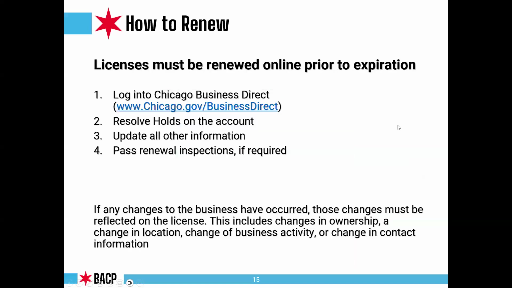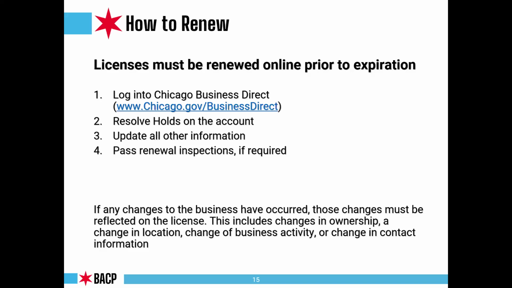Along those lines, let's now talk a little bit about renewals. A good chunk of the visits that the Small Business Center receives are related to renewals. While renewals are handled in person here at City Hall, room 805, 121 North LaSalle, do note, keep it top of mind, that they can also be processed online via Chicago Business Direct. And again, ultimately that helps you avoid unnecessary trips, saving you money and time.